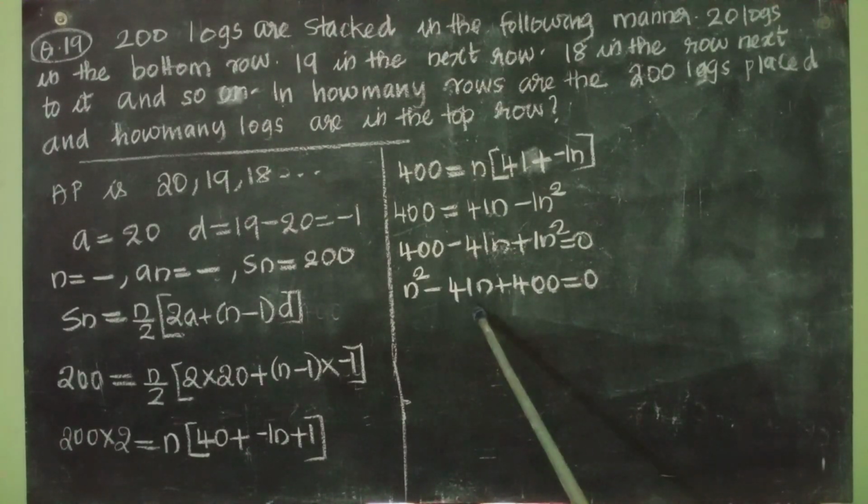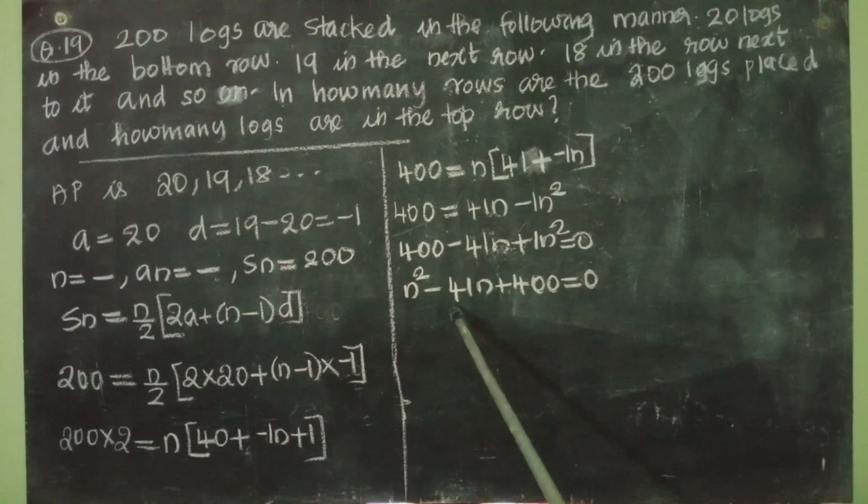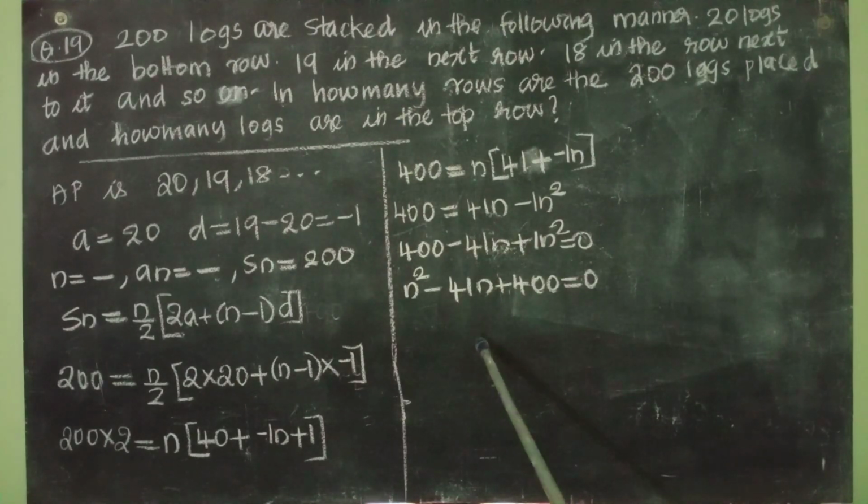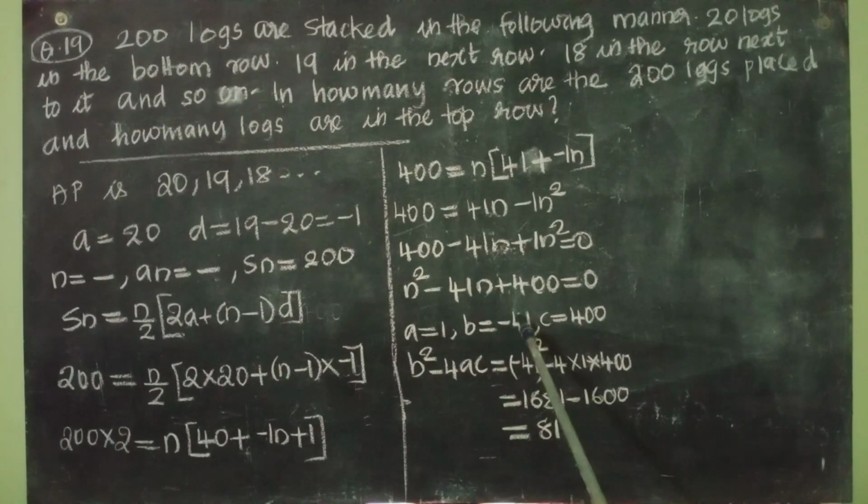Now we can solve this by using the quadratic formula. Quadratic formula we know minus b plus or minus root of b square minus 4ac whole divided by 2a. First we can find out b square minus 4ac. A equal to 1, B equal to minus 41, C equal to 400. B square minus 4AC equal to minus 41 square minus 4 into 1 into 400. That is equal to 1681 minus 1600. That is equal to 81.